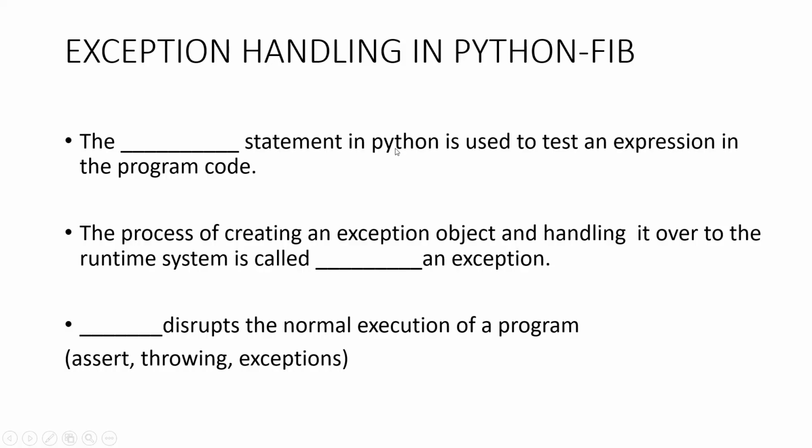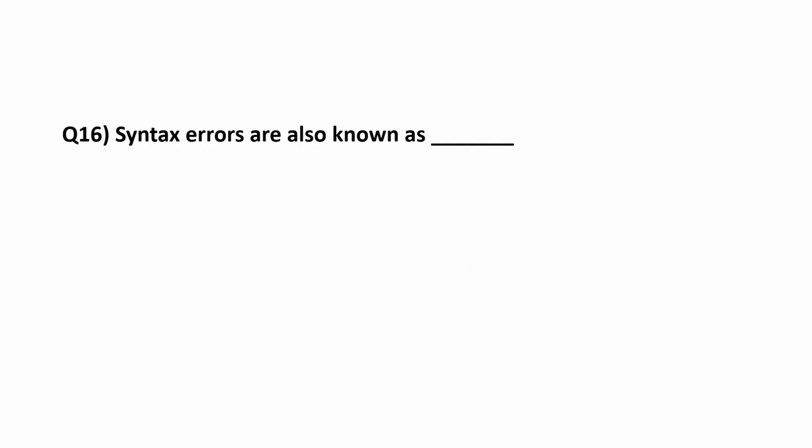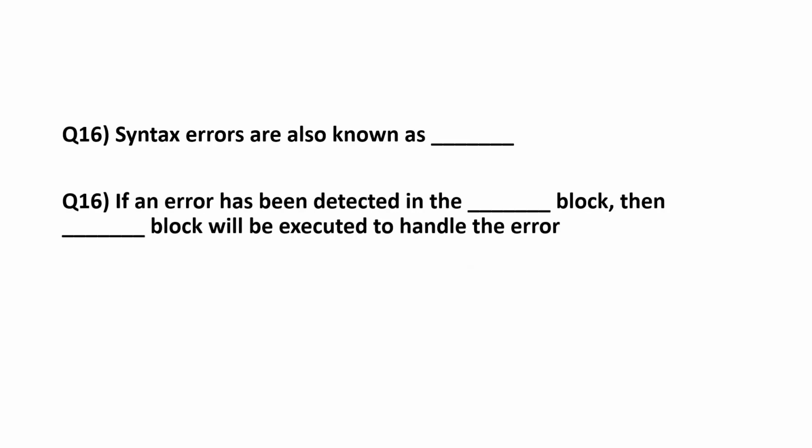The dash statement in Python is used to test an expression in the program code. Which one? The assert statement, throwing, or exception? The assert statement is the correct answer for the first one. The process of creating an exception object and handing it over to the runtime system is called throwing an exception. The dash disrupts normal execution of a program. Exceptions disrupt the normal execution of a program because they take care of the identified errors. And these are the two questions that appeared in your preparatory examination.